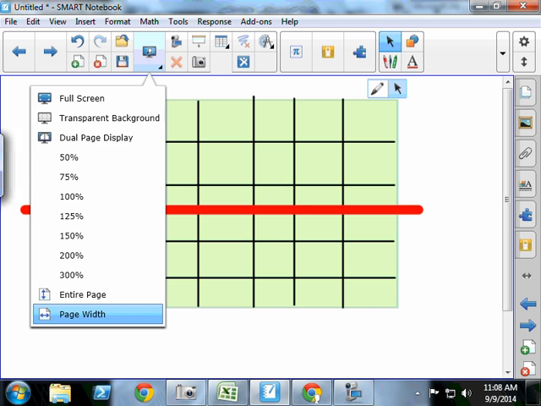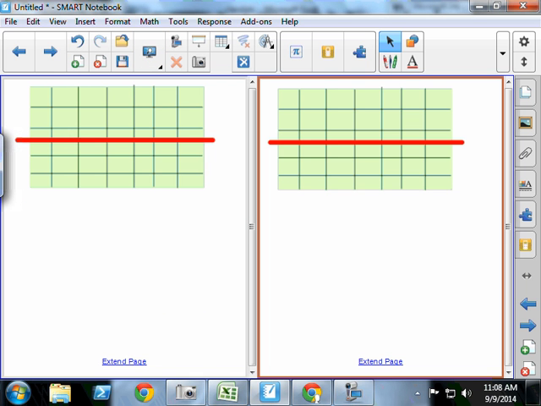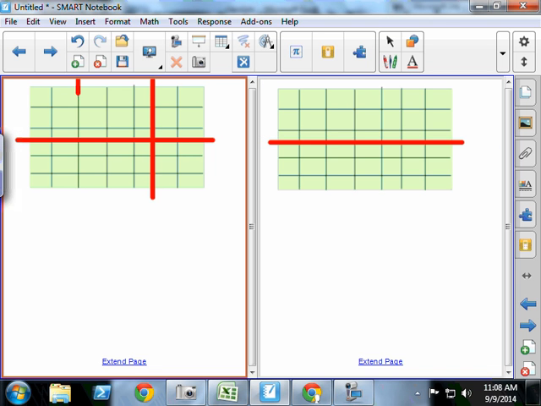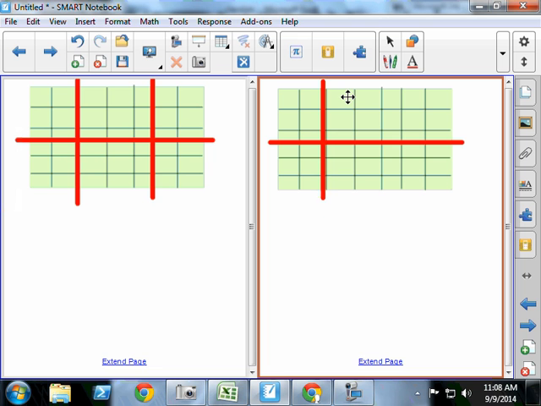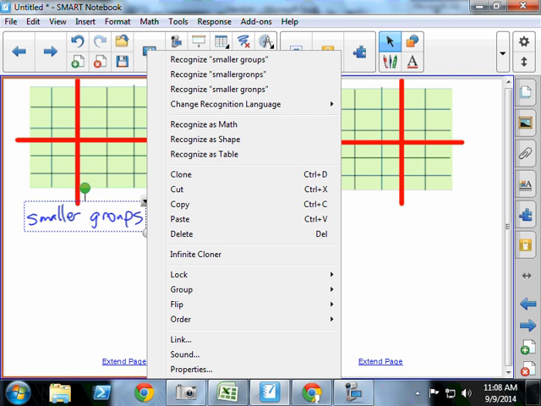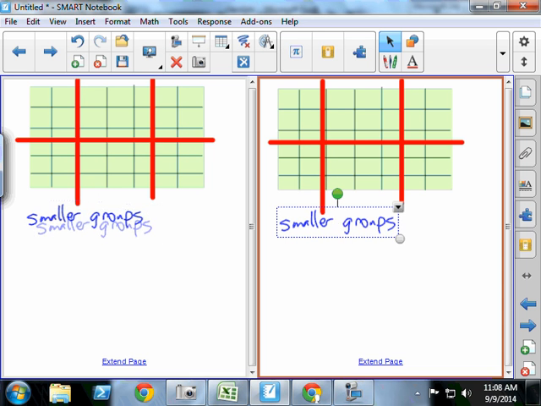So far, they look the same, don't they? You know what? I want to split this up into smaller groups. So I'm going to split it up here, and here, and here, and here. So far, they look the same. We subdivide them into smaller groups. Let me go ahead and clone that. Drag that right over here, smaller groups. In one of them, they're called one thing, and in the other, they're called the other thing.